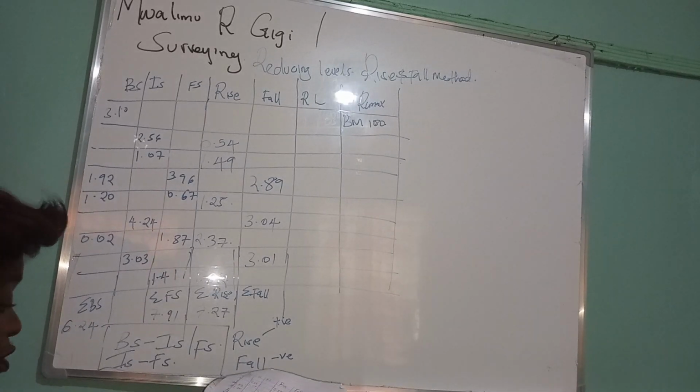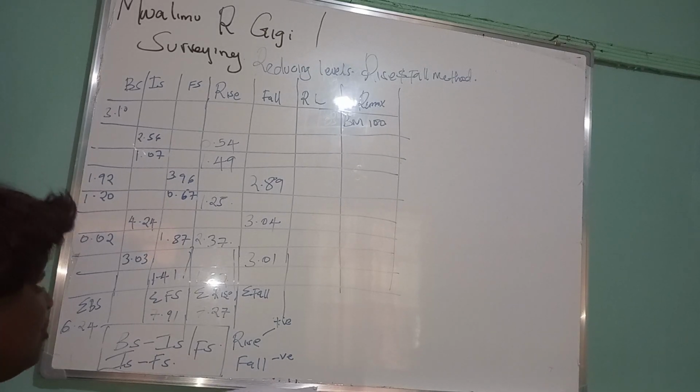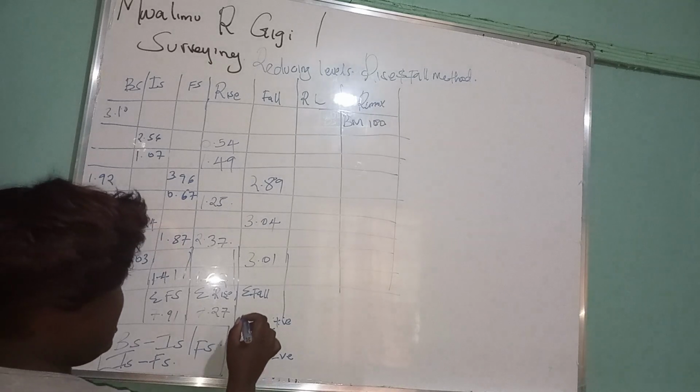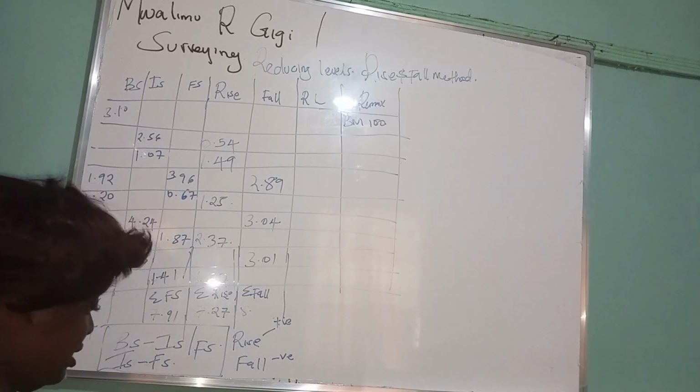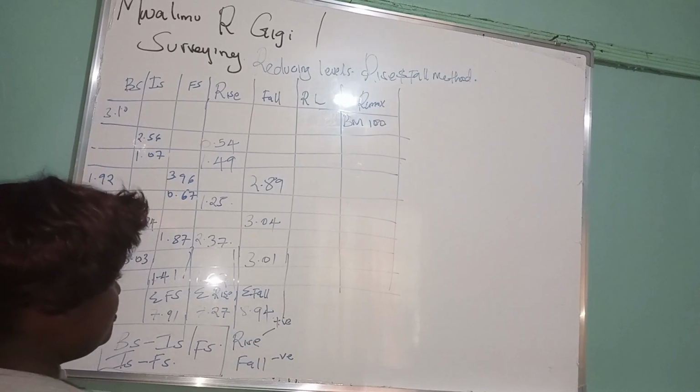So summation of fall, 2.89 plus 3.04 plus 3.01. It is 8.94.